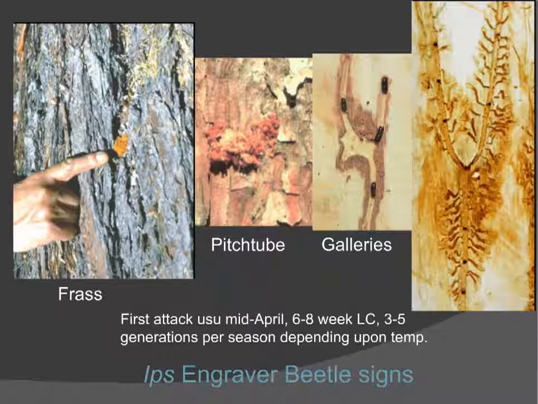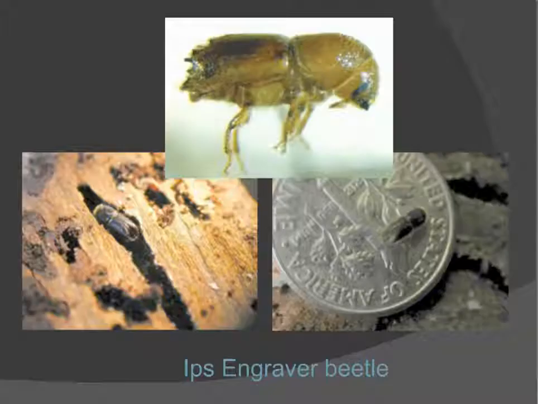First attack for Ips is usually in mid-April, and they only have a 6 to 8 week life cycle. So you might get 3 to 5 generations per season, depending upon the temperature and how late your fall is. So this is the size of an Ips comparison, and you can see a lot better what the bite out of the rear end looks like.